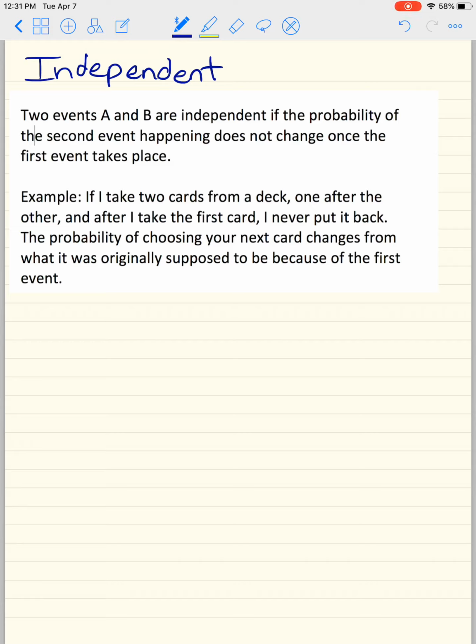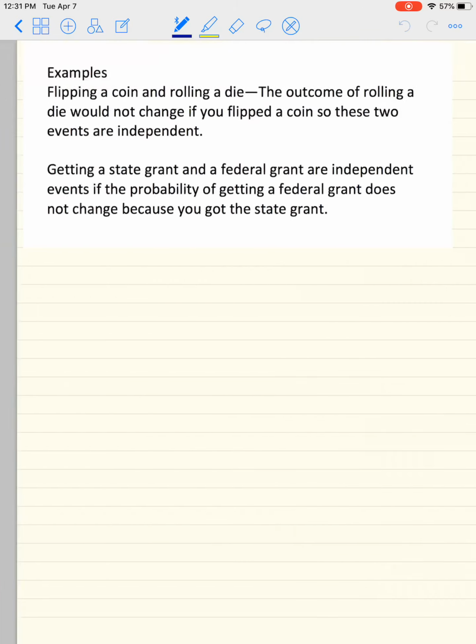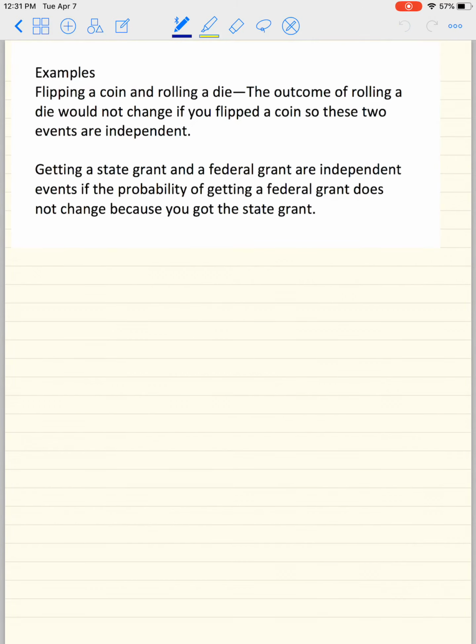So for example, if I take two cards from a deck of cards, one after the other, and after I take out the first card, I never put it back, well, the probability of choosing your next card then changes. So this would not be independent, this would be dependent because the second card's probability changed because of the first card.